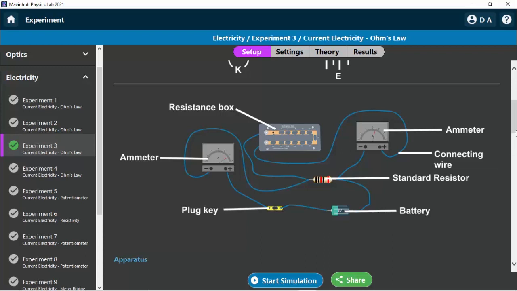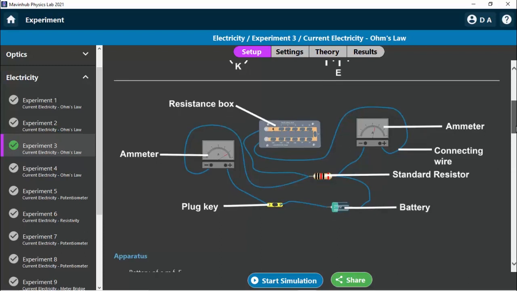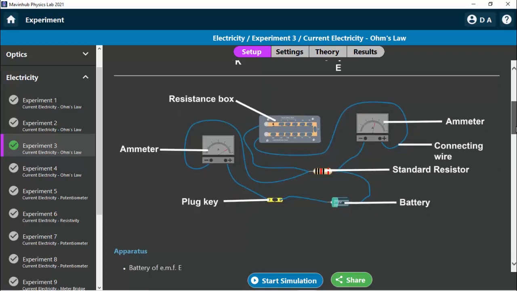Okay, so the next thing is, what is a resistance box and how do you read a resistance box? Also, what is an ammeter and how do you read an ammeter? We will talk about that later on. Let's continue.